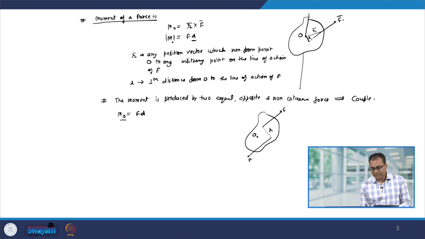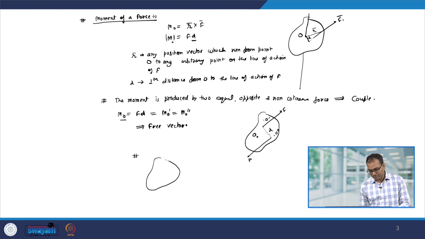And this moment about O is independent of point O. So, you can calculate the moment about, let us say, O prime or O double prime. In that case this will be equal to the moment about O prime and the moment about O double prime. So, therefore, this becomes a free vector.